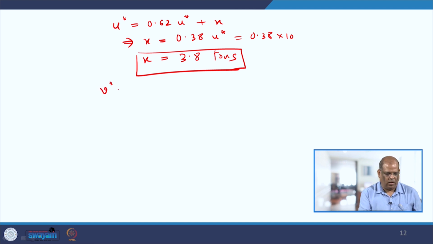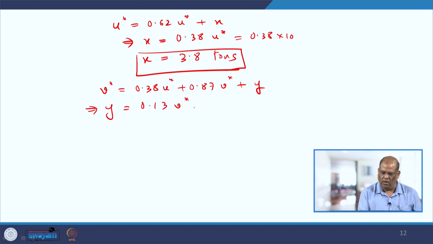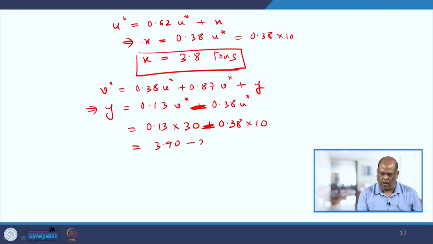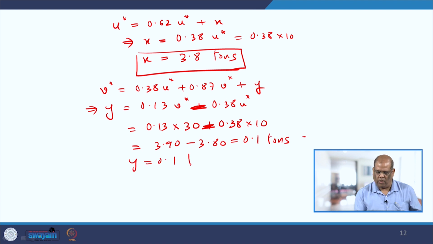And V star is equal to 0.38 u star plus 0.87 V star plus y. So, your y is equal to 0.13 V star minus 0.38 u star. So, your V star is given to be 30, your u star is given to be 10, and this is 3.90 minus 3.80, which is 0.1 tons. So, y equal to 0.1 tons.